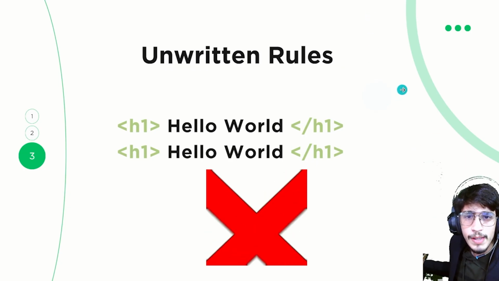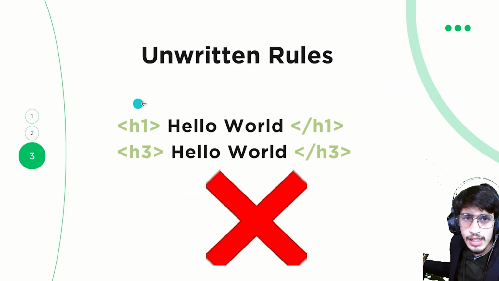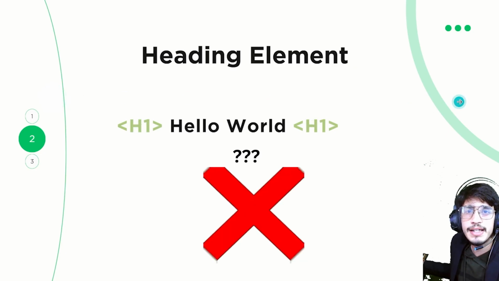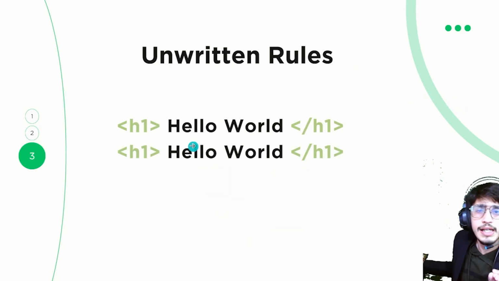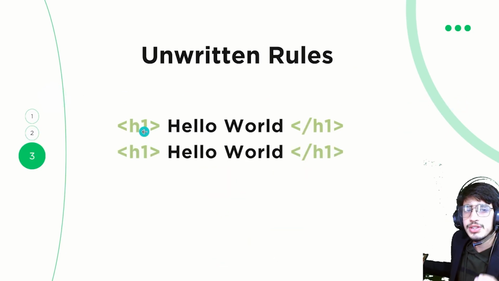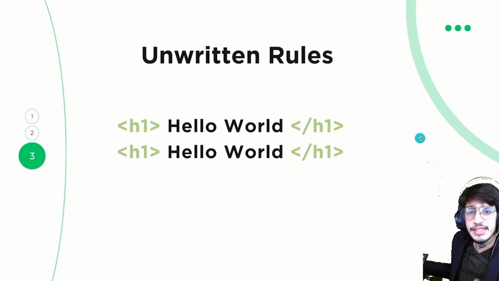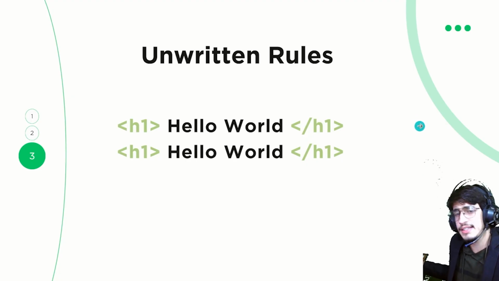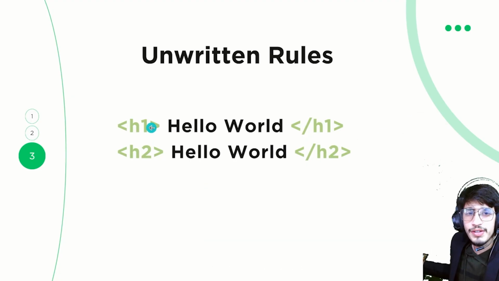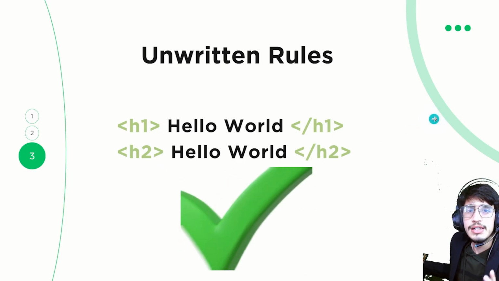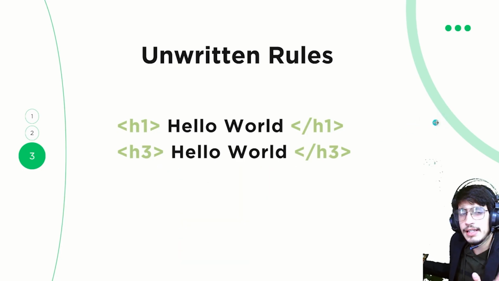Okay. Now we will talk about some unwritten rules. First of all, never use H1 below H1. Always use different types of headings because heading one is the biggest one. So one web page should have only one H1 heading. Other headings can be multiple. Always use H1 and then H2. If you do not follow this second rule, your code will still work.